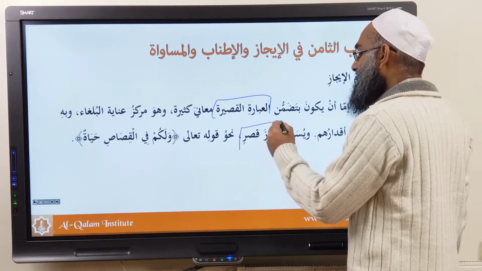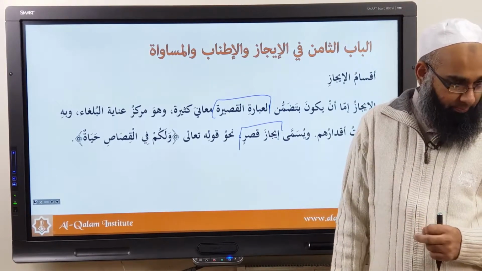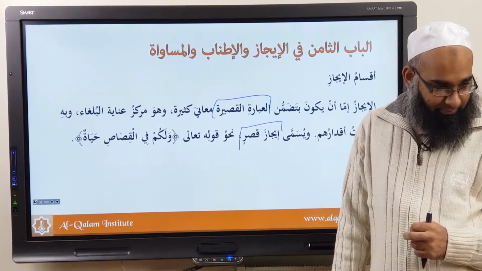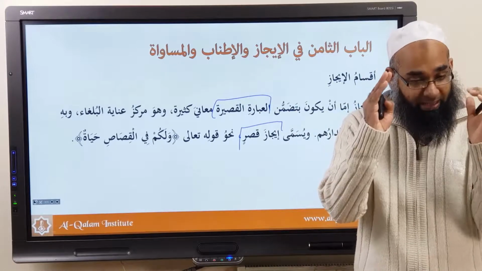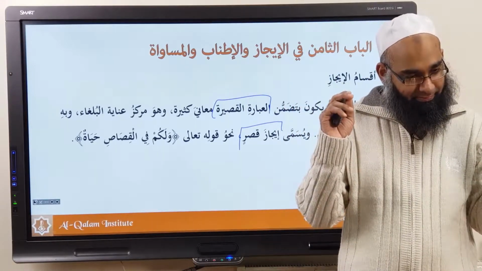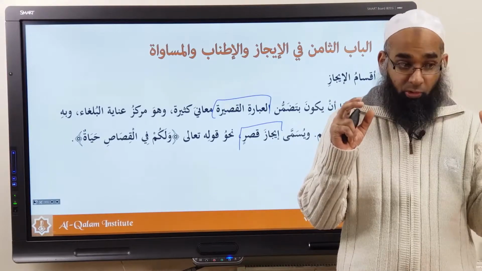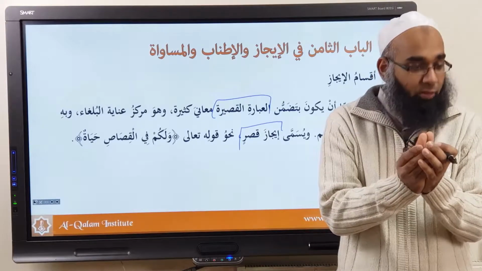And it is called Ijaz al-Qasr. What's this called? Ijaz of qasr, meaning you've got a long piece of information, lots of meaning, a vast idea, but you explain it in such a way where it's not too excessive, not too much. No, that's musawa. Ijaz is very short, where this wording has so much meaning inside of it.